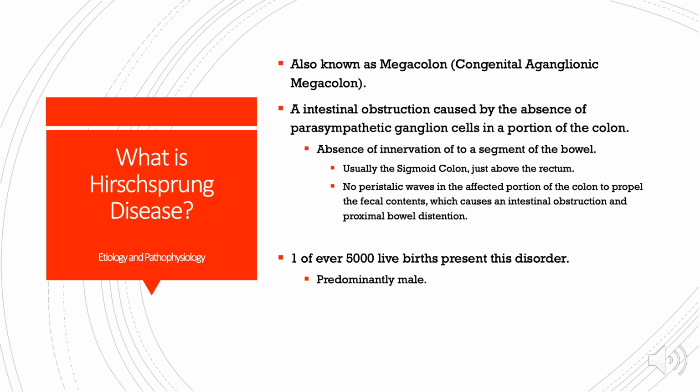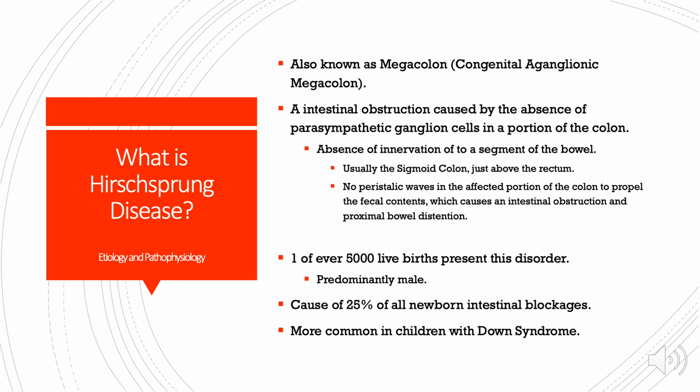It happens more frequently in males and also more frequently in patients that have Down syndrome. It's believed that Down syndrome, which already has an effect on the genes, has an effect on the ganglion production.